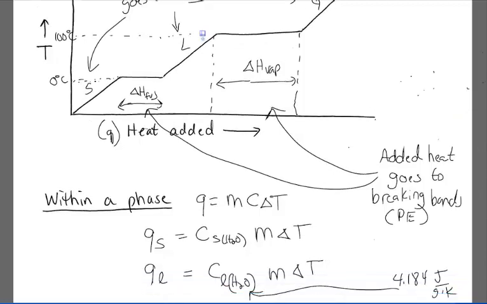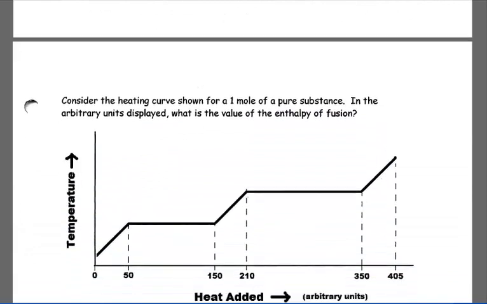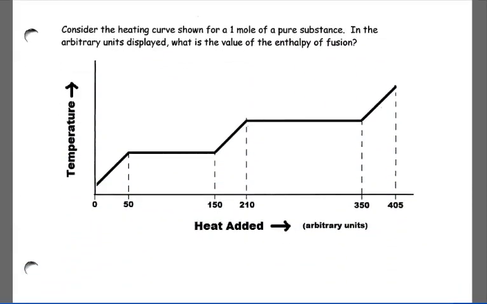All right, so now we'll look at a sample problem for you to use your understanding to answer. So consider the heating curve shown for 1 mole of a pure substance, not necessarily water. In the arbitrary units displayed, what is the value of the enthalpy of fusion? So figure that one out. Again, we can look at the heating curve. This may not be water, but we can say that the lowest one is a solid, the middle one's a liquid, the highest one is a gas. And we can look at actual numbers of heat added, although they're arbitrary units.